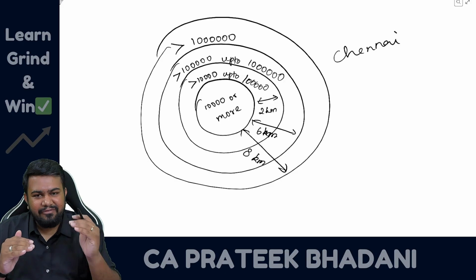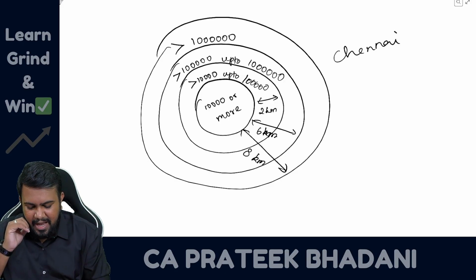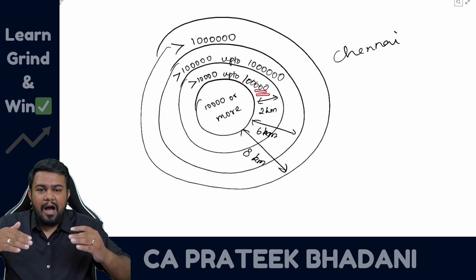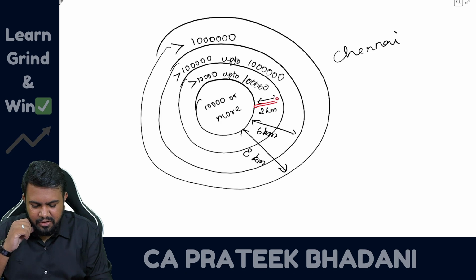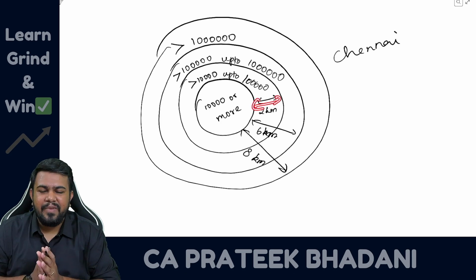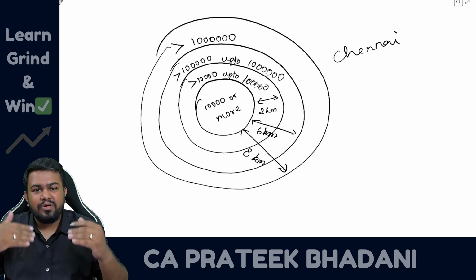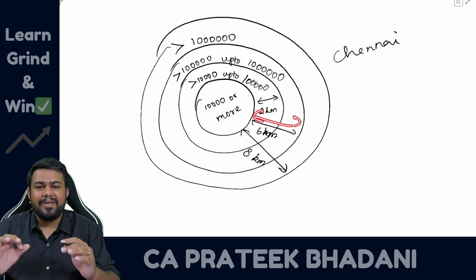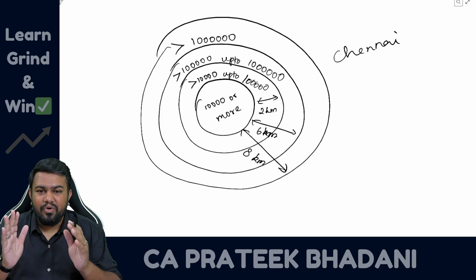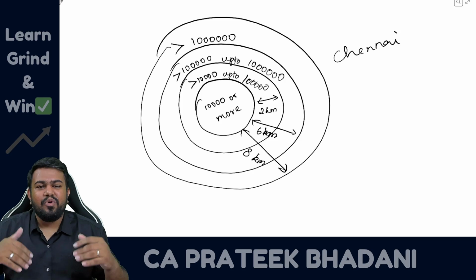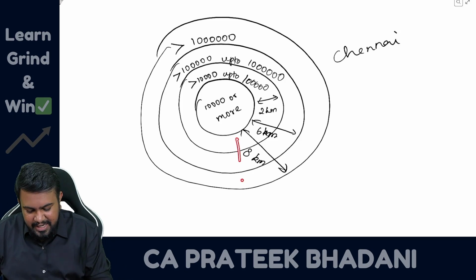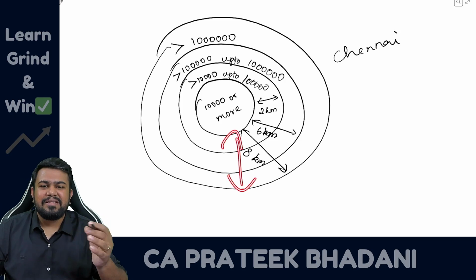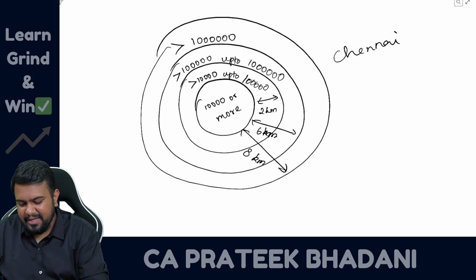If the population is more than 10,000 up to 1 lakh, then outside 2 kilometers of Chennai also will be considered as urban area. If the population of Chennai is more than 1 lakh up to 10 lakh people, then outside 6 kilometers also will be considered as urban area. Moreover, if the population is more than 10 lakh people, then outside 8 kilometers also will be treated as urban area. So this entire area is urban area.